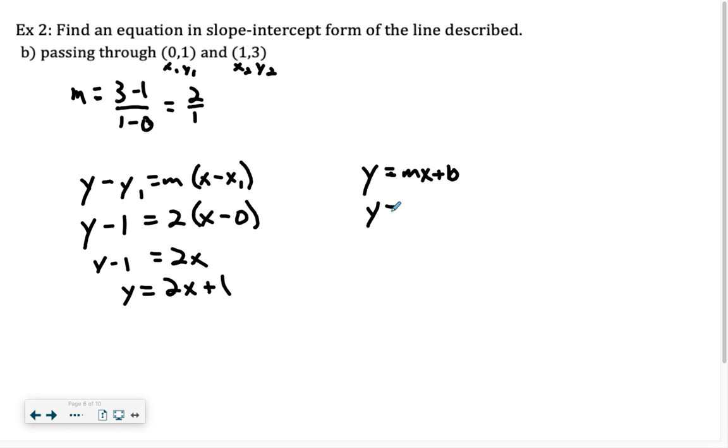The final answer is just y equals 2x plus my y-intercept of 1, okay, which is what we got using point slope. But that's just something to pay attention for. See, if we're actually given the y-intercept, we could just jump into slope-intercept instead of point slope. All right.